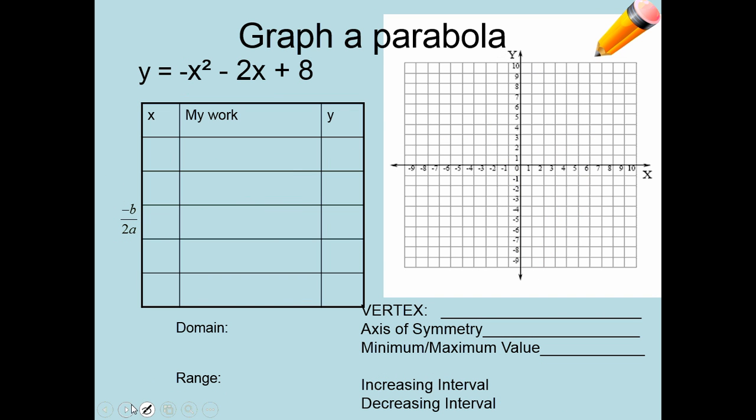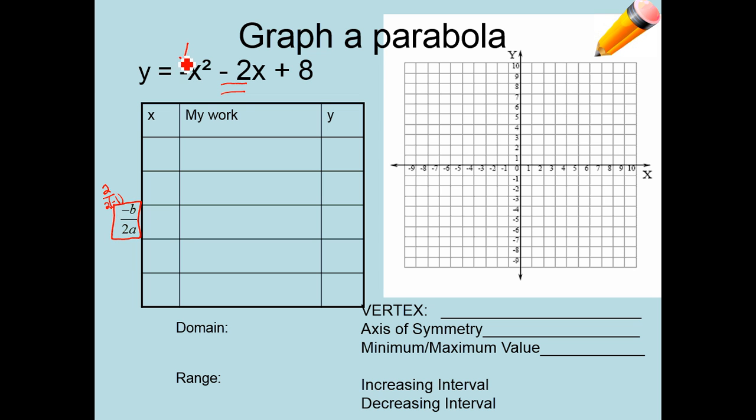This one's a little bit more difficult because it has a few more negative signs in it, but we'll use the same sort of setup and the same procedure to make a graph of this parabola. So the very first thing you need to do is find the middle x value for your table, negative b over 2a. The b in this case is negative 2, so if I negative a negative 2, I get a positive 2 over 2 times the a value is negative 1.